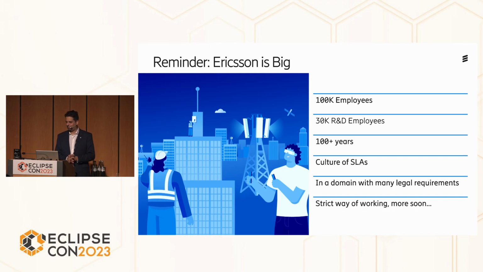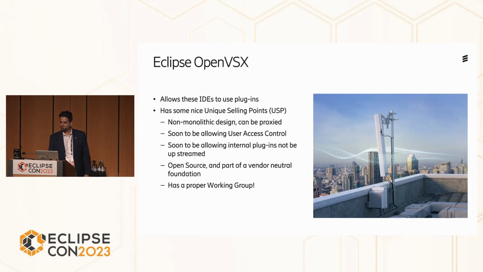So let's get some reminders out there. Ericsson is a big company. We have over 100,000 employees, over 30,000 R&D employees. We have 100 years of experience or over. We have a culture of service level agreements. We basically say, this is going to do X. And then the other team is saying, oh good, I wanted X. And then we give it. Wait, it didn't do X. Here, let's fix it to match X. Telecom is a domain with many legal requirements. I'm sure that you've seen that. And we have some stricter ways of working in certain domains because of that.